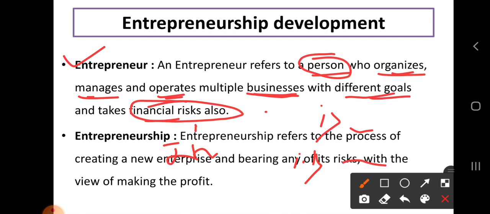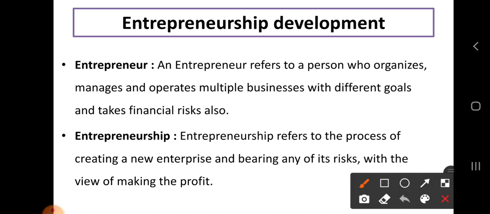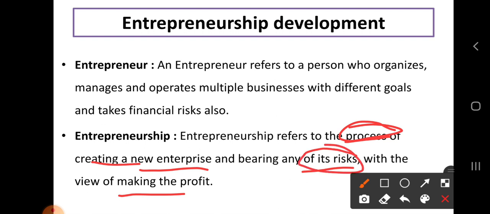Okay, so simply we can say an entrepreneur is a person who takes risk or who initiates the starting of a business. Then second, what is entrepreneurship development? Entrepreneurship refers to the process of creating a new enterprise and bearing its risk with a view of making profits. So it is a process of creating or starting any new business activity and bearing the risk associated with that enterprise with a view of making profit from that entrepreneurial activity.